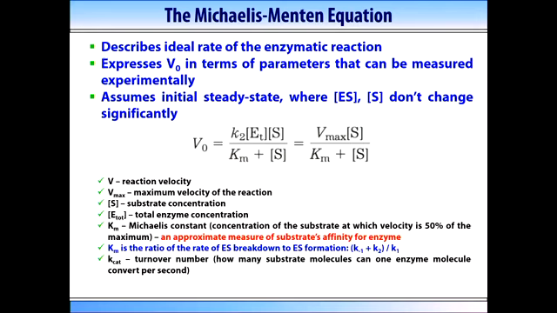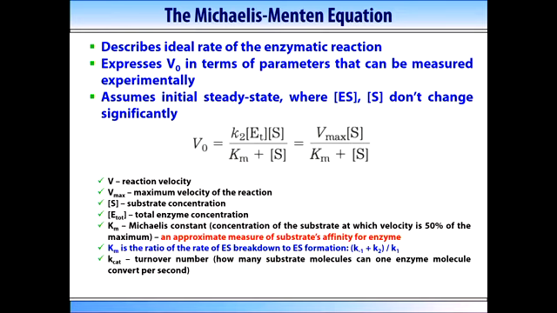This is how the final equation looks. It has two forms. You can write V0 as k2 times the total enzyme concentration times the concentration of substrate, divided by the sum of Km, that's a constant, plus the concentration of the substrate. Or these two members can be joined together, and that's what is called Vmax.